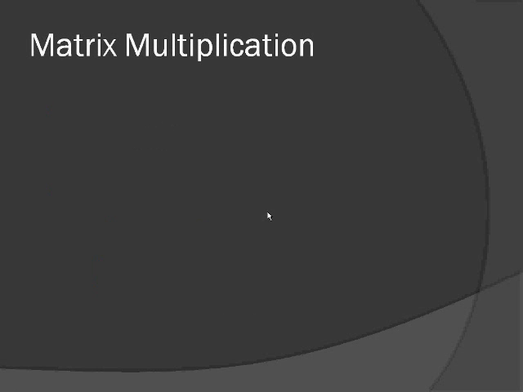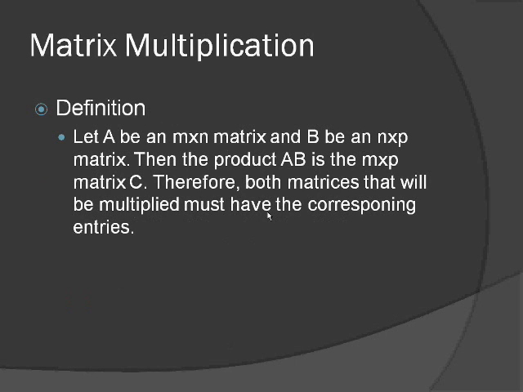Matrix multiplication. Let A be an m times n matrix and B be an n times p matrix. Then the product of A times B is the m times p matrix C. Therefore, both matrices that will be multiplied must have corresponding entities.